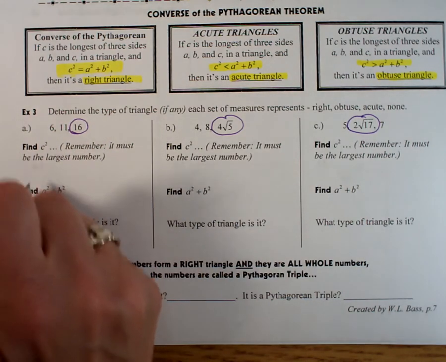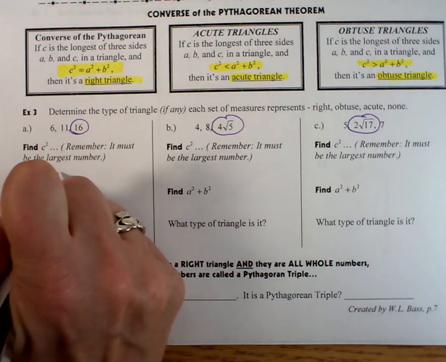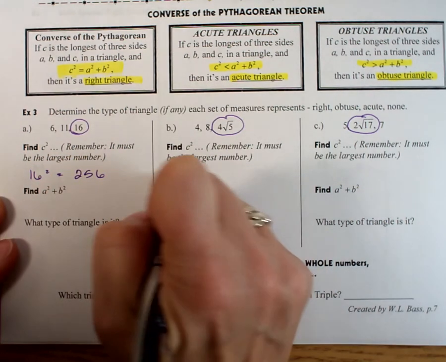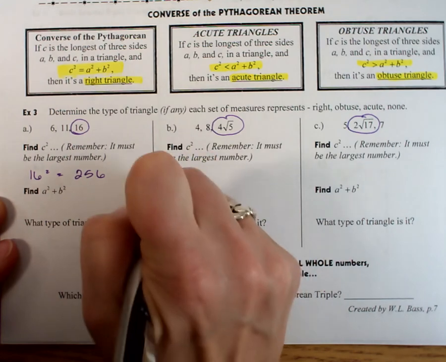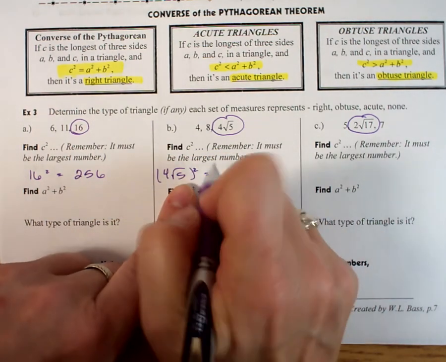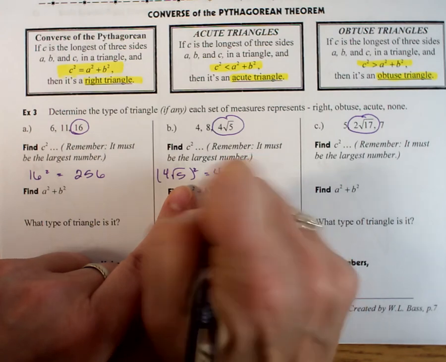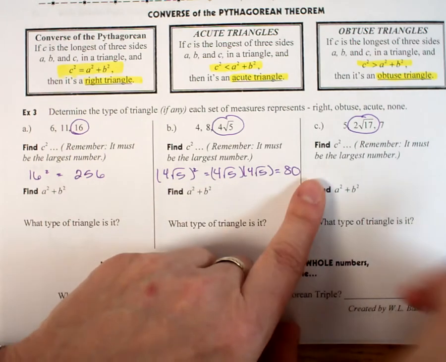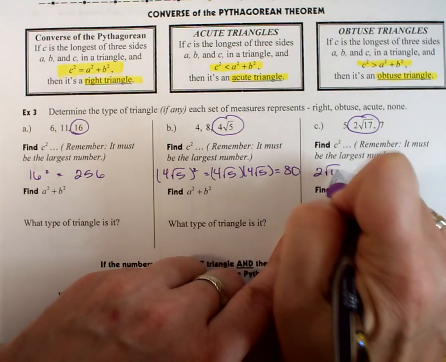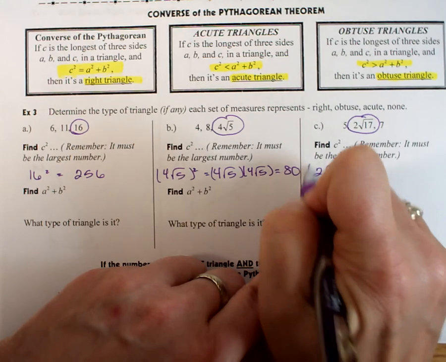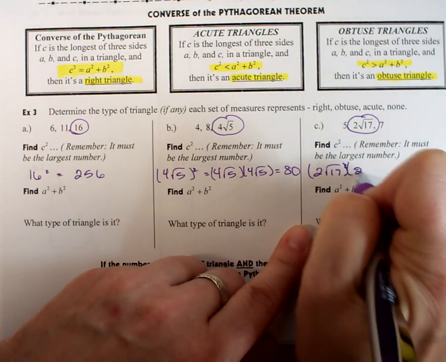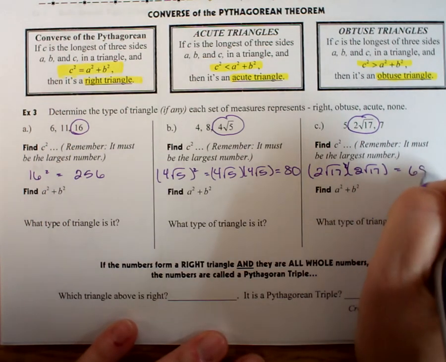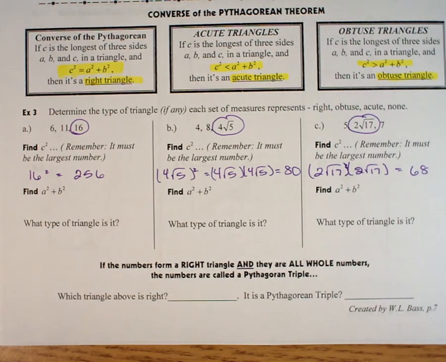We find our largest side, and I like to find the square of that one first. So 16 squared is 256. On my next one, 4 square root of 5 squared. Remember, I'm going to take 4 square root of 5 times 4 square root of 5, which will of course give me 80. On the next one, I'm going to take 2 square root of 17 squared. I can even just write that one out here, save a little bit of time, and I get 68. Make sure you're comfortable with squaring each of those radicals.